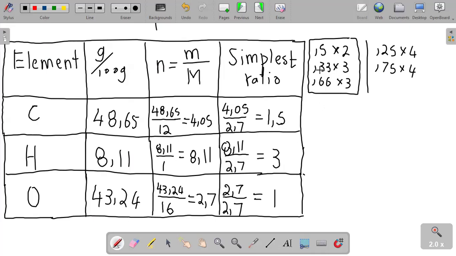Here we have 0.5, so we should multiply everything by 2. We multiply 1 by 2, we get 2. We multiply here by 2, we get 6. We multiply here by 2, we get 3.